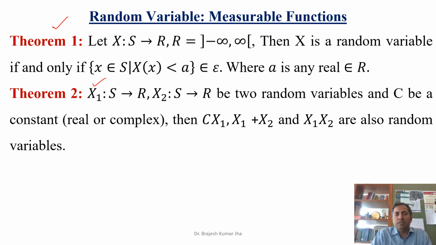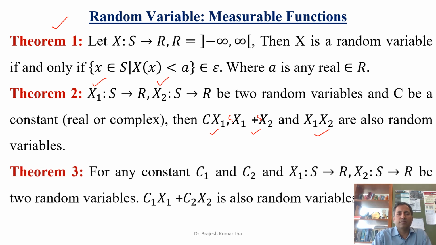If you have two random variables, let's say X1 and X2, and c is any constant, it may be real, it may be complex. In that case, cX1, X1 plus X2, and X1 into X2 are also random variables. So that we can define here. In the place of c, here you can also write c1, c2. That is also possible, that is also a random variable. I have written that in a separate theorem, so according to the book it may differ.